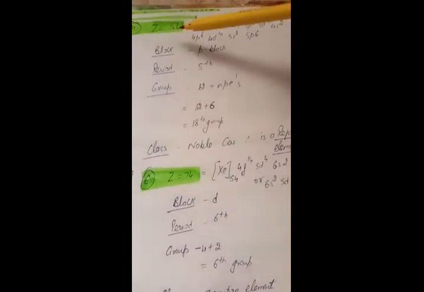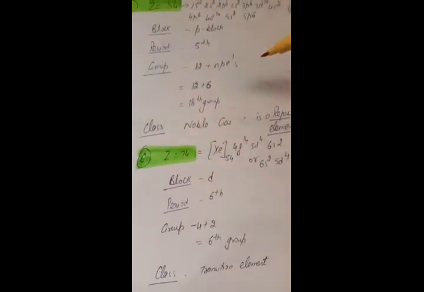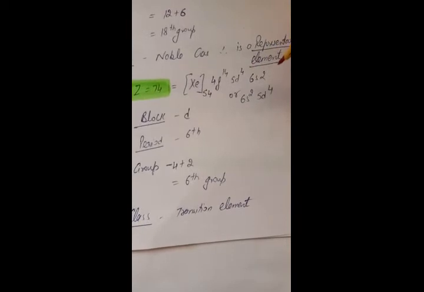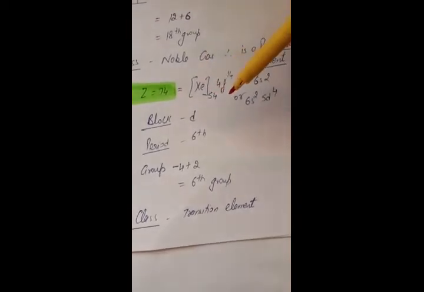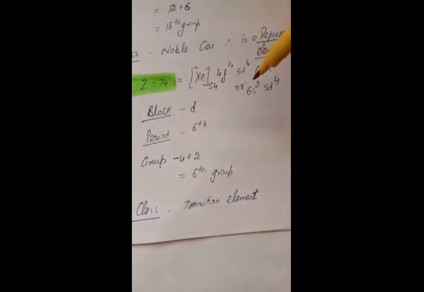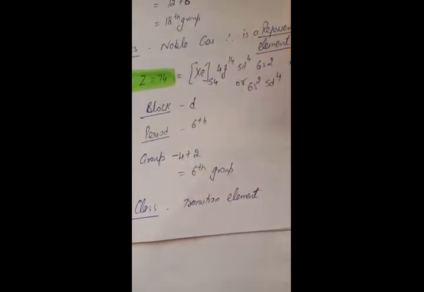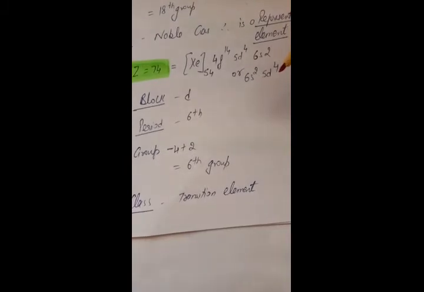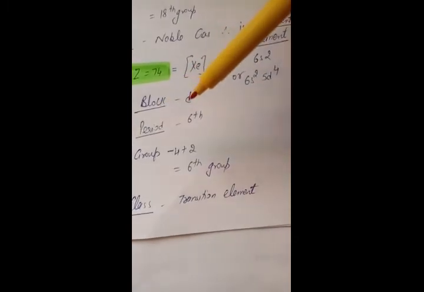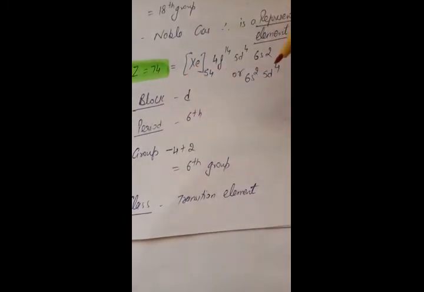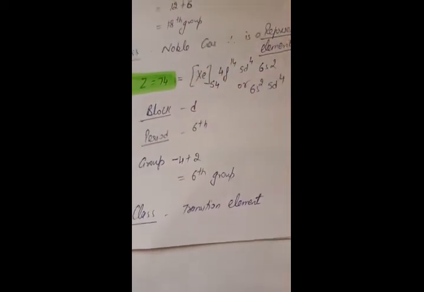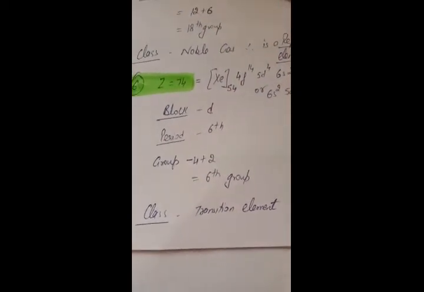Same way I have written with atomic number 54. Try to do it yourself. And here, when Z is equal to 74, you can write its nearest noble gas configuration, xenon, whose atomic number is 54, 4f14, 5d4, 6s2. I have written here a shortcut to find out block and period. You can see its last electron is in the d subshell, that means it's a d block element, and the highest n number is 6, so its period is 6th. Its group, because it's d block, we sum up s and d electrons, so it's 4 plus 2, 6, so it belongs to 6th group. It's also a transition element.